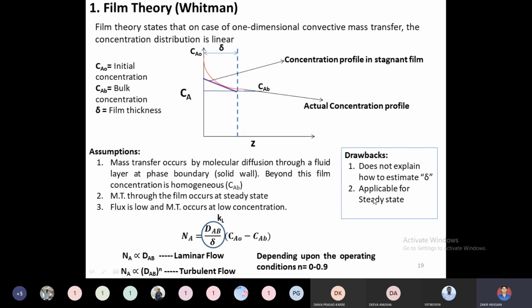As you can see, many of the mass transfer operations taking place in industry, whether absorption, distillation or anything, are operated at unsteady state conditions. Unsteady state means the operation depends on time, it is not at all independent of time. So this theory is not applicable for unsteady state conditions.